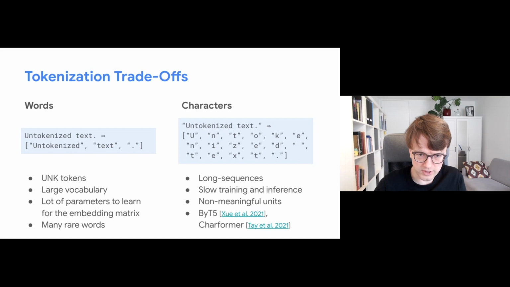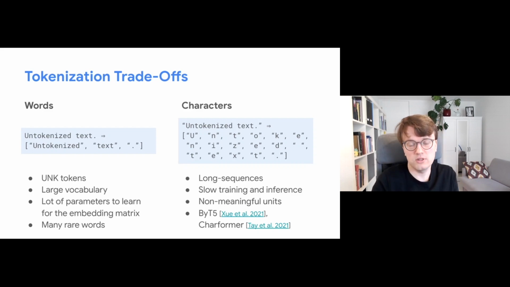So let's see if we already covered everything. Yeah, a bit more about words. If you use words, in order to cover all possible words, especially if you're working with morphologically rich languages and you want to cover all the possible word forms, you end up having huge word vocabularies. And even then, you're very likely to encounter some unknown tokens that you simply didn't have in your training data. And this results in a lot of model parameters.